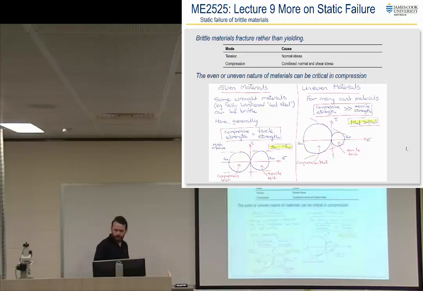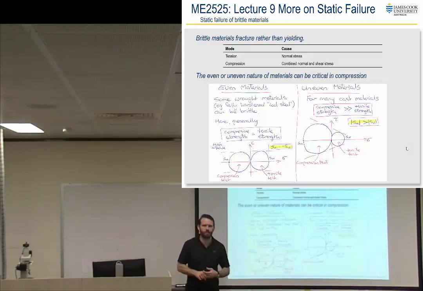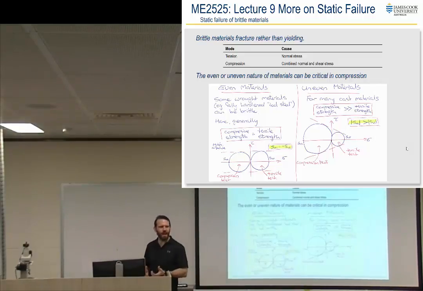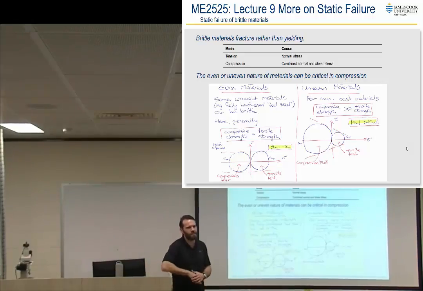Alright, so the first thing we need to understand about brittle materials: ductile materials have a tendency to behave exactly the same in tension as they do in compression. It's a nice feature of ductile materials, largely because they're relatively homogeneous and the microstructure's fairly uniform, and so compression and tension tend to be pretty similar. In brittle materials, that's almost never the case.